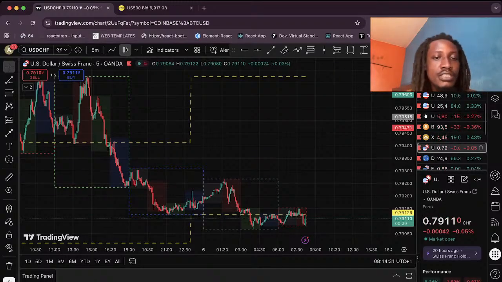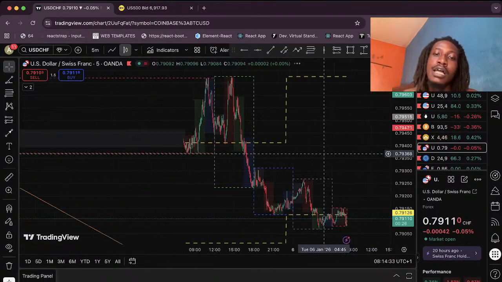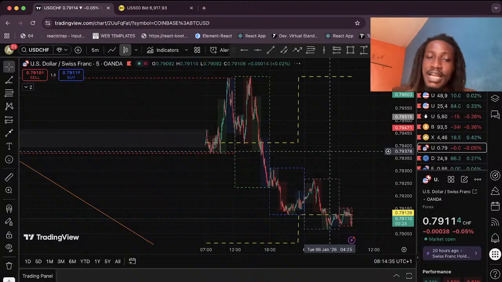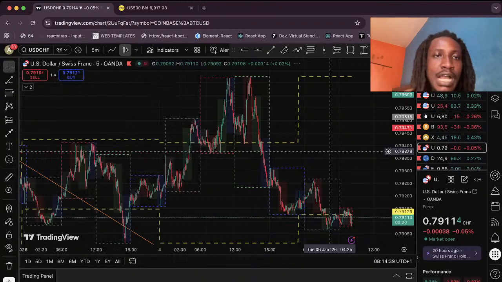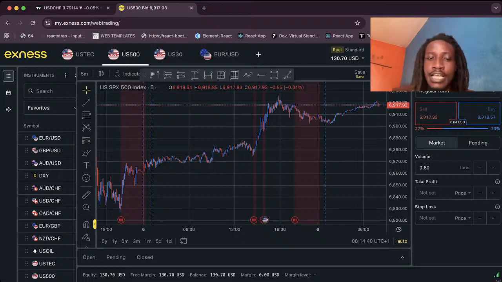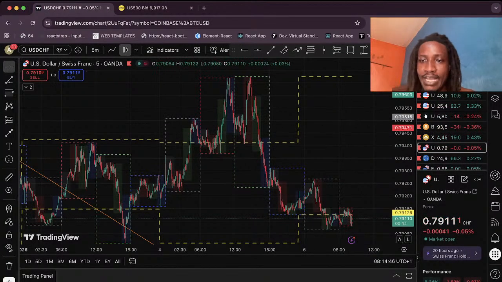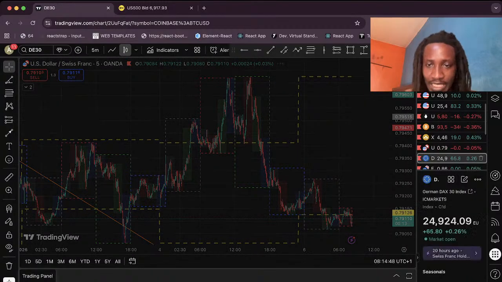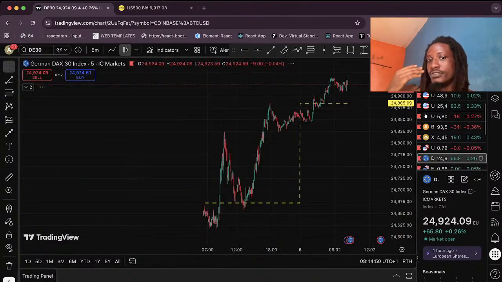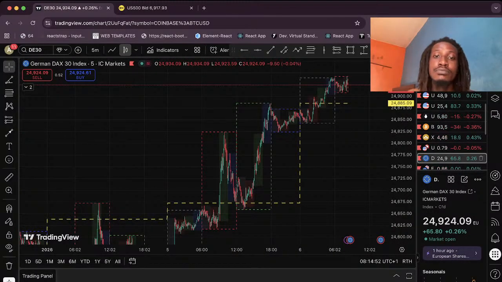Here is USD Swiss franc. Ideally, USD Swiss franc is good most times, but due to the slippage I normally see on XNS, I hardly go for them. So that's why you will see me skipping them most of the time. But not all the time.